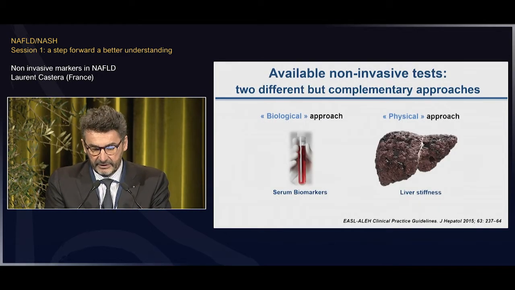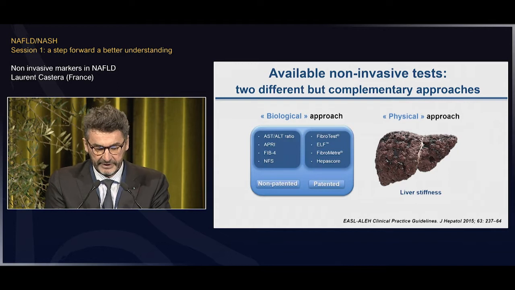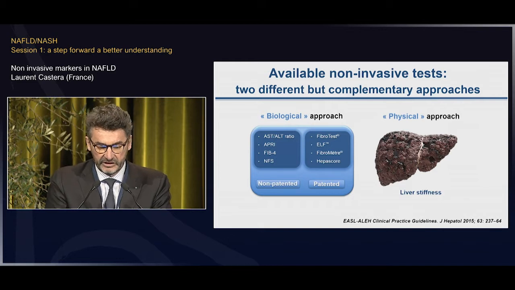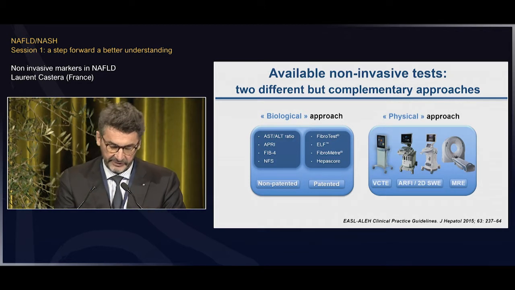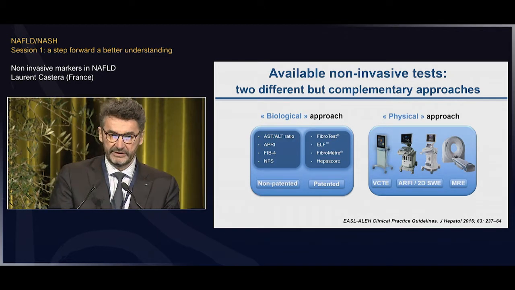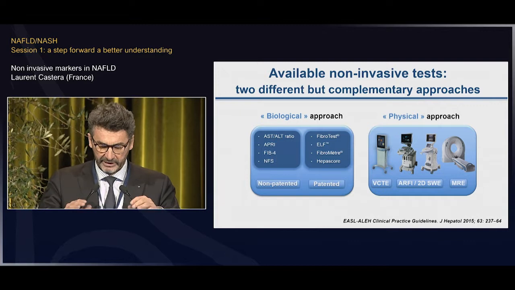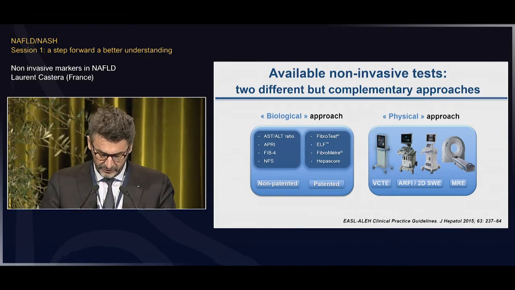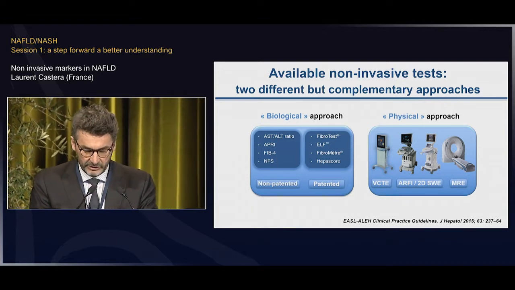So these are the available non-invasive tests. Among the biological approaches, we have the non-patented tests, very simple, such as the AST/ALT ratio, FIB-4 and NFS, and patented tests, for which the pioneer has been the FibroTest, but there are also the ELF, the FibroMeter, and the EPA score. And then we have the physical approach, the measurement of liver stiffness. Transient elastography has been the pioneer, but you also have new kids on the block, including RFI, 2D shear wave elastography, and MR elastography.